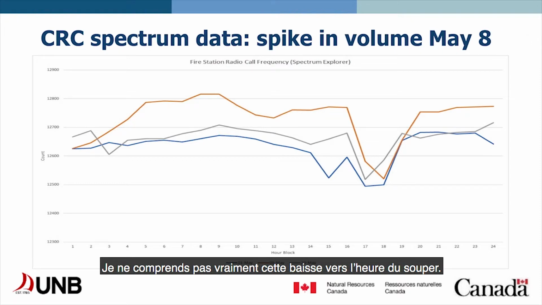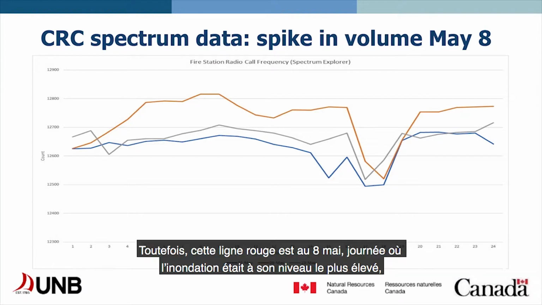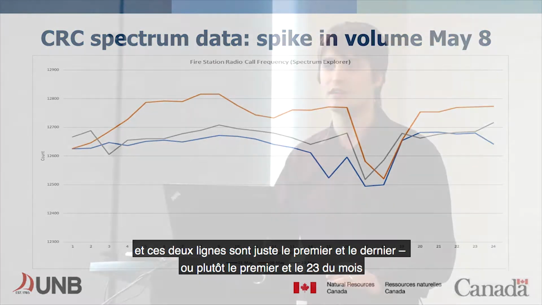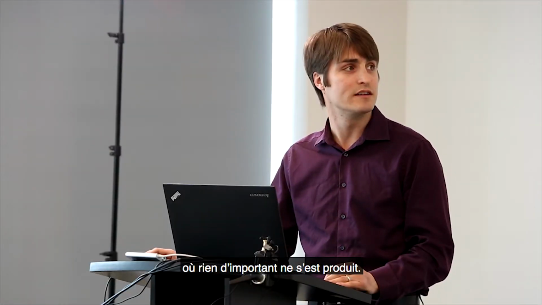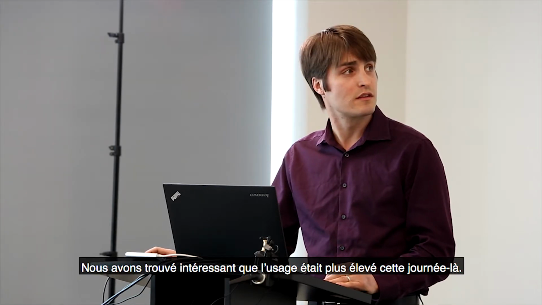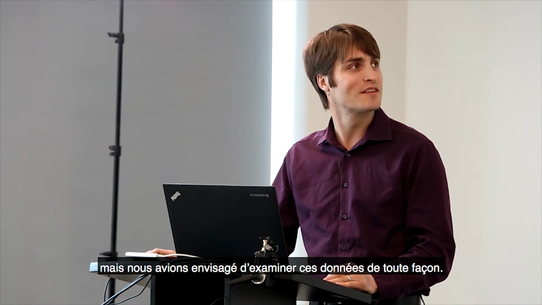I don't really understand this drop around dinner time. Maybe everybody just gets off the radios and has a break to eat some dinner. But this red line is on May 8th, which is the peak of the flood. And these two lines are just the first and the 23rd day of the month that shouldn't have had anything major going on. So we thought it was interesting that there was higher usage that day, but I don't know if we got any advanced analysis out of it, but we thought we'd look at that data anyway.